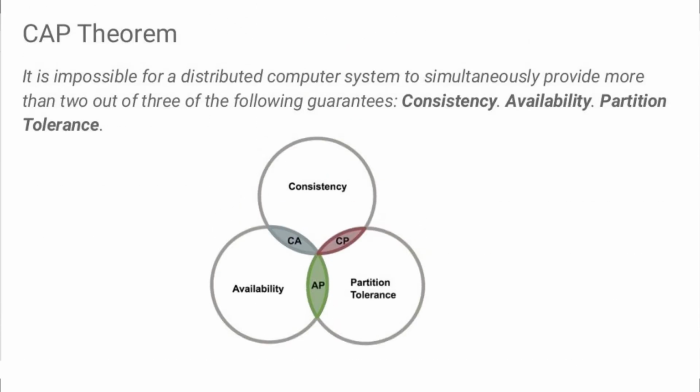Now, if you know about the CAP theorem, it is impossible for a distributed computer system to simultaneously provide more than two out of the three following guarantees. C denotes consistency, A denotes availability, and P denotes partition tolerance. So it's impossible for a distributed computer system to provide more than two out of these three.